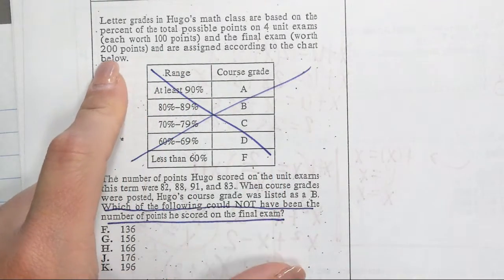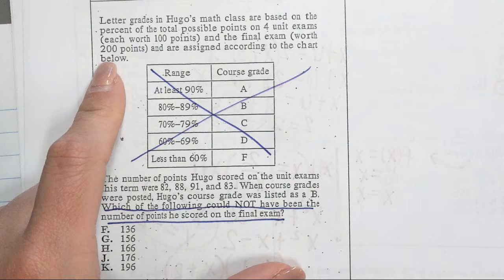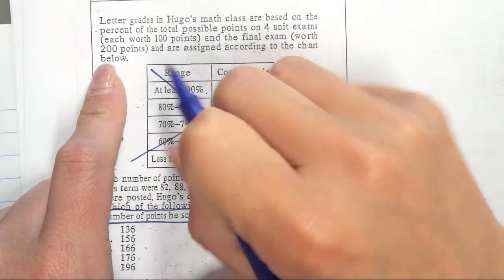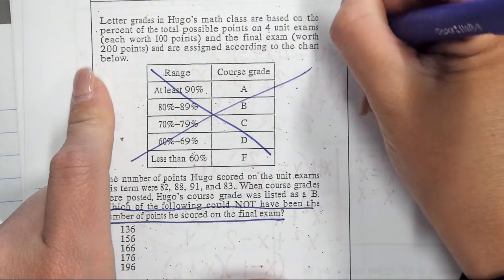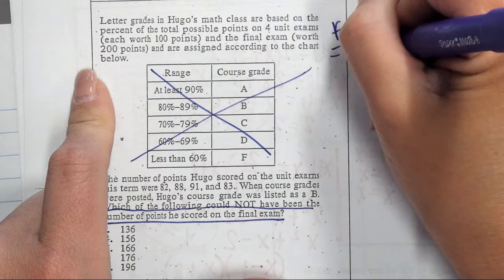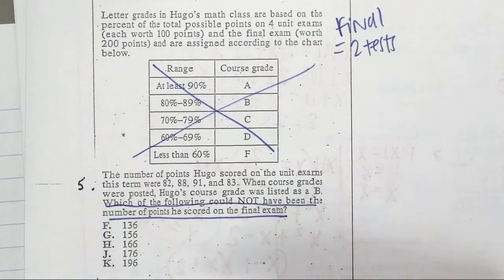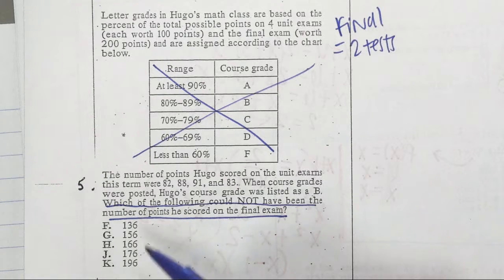So the final is really what? 2 test grades. Because it's really worth 200 when these are worth 100. So the final, I'm going to write that down, is really 2 tests. Which explains why these scores right here are over 100 points. But this is only talking about the final exam. That's why they're over 100.